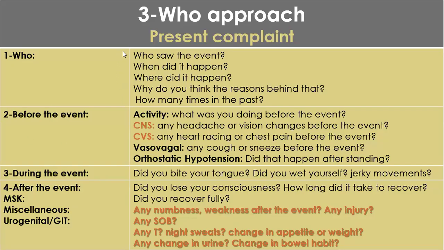So you will ask 5 questions of who approach. Then divide the approach into three parts: before, during, after. Then review of systems here will be very concise because you already asked CNS, already asked cardiovascular. So you will ask these brief questions. So what are the questions of who approach?